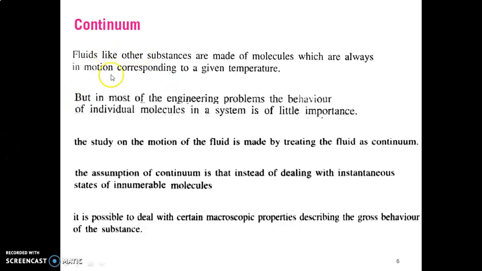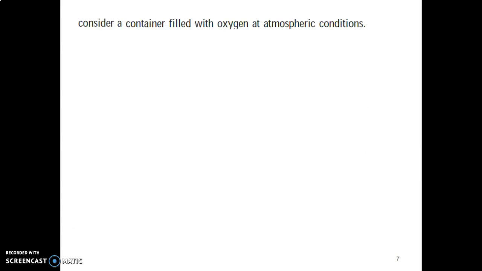Basically, in this continuum concept, we consider the substance as continuous matter instead of atoms and molecules. That way, we can describe the matter by the gross behavior of the substance instead of describing atoms and molecules. So the problem will be much simpler. The complexity of the problem will be decreased, and we can solve it using limited resources. Okay, we can explain the continuum concept with the help of an example.